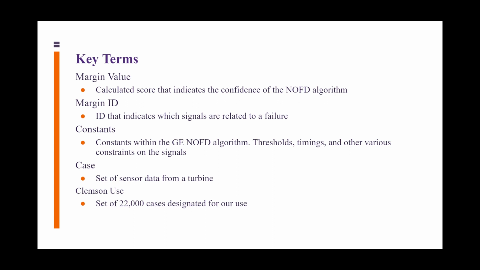A constant in this case is a constant within the GE NOFD algorithm itself, and these are thresholds, timings, and other various constraints as we discussed. A case is a set of sensor data from a certain turbine from a certain time. And when we say CLIMS in use, we are talking about a set of 22,000 cases that were designated for our use and don't include some of the weird edge cases or variances in the data.